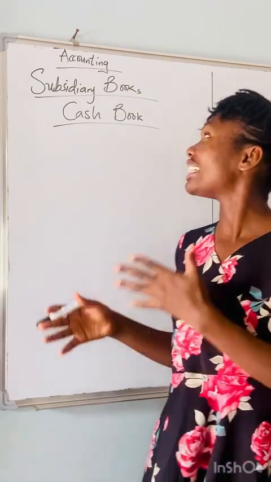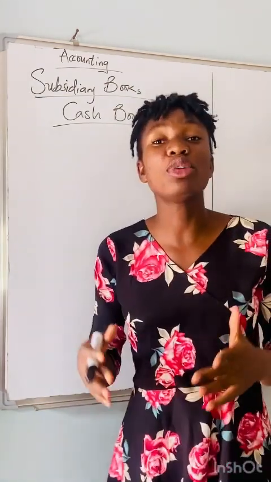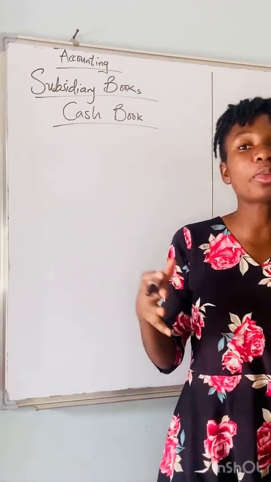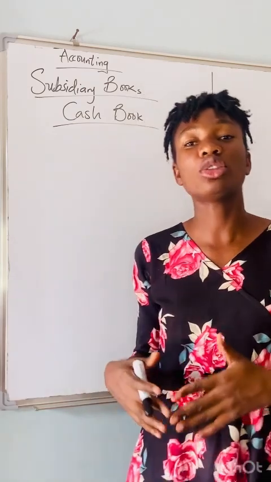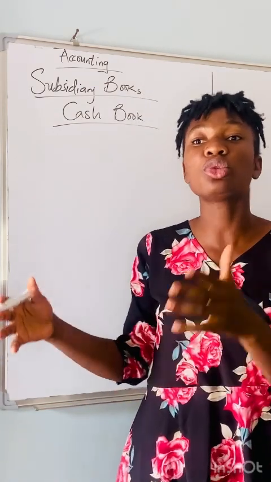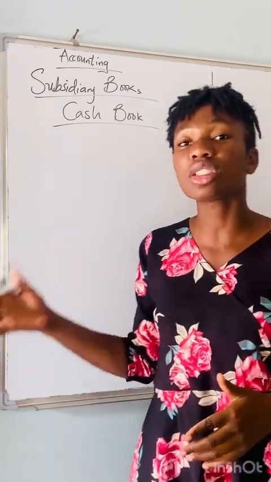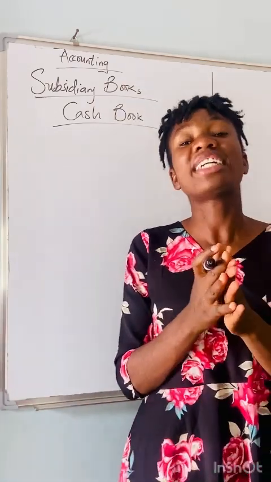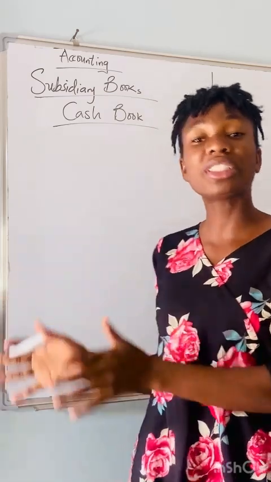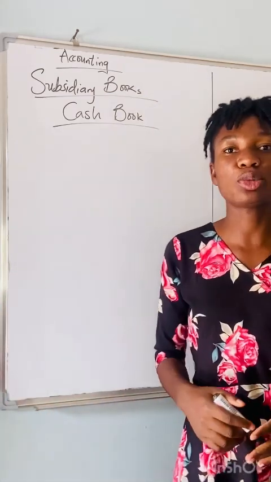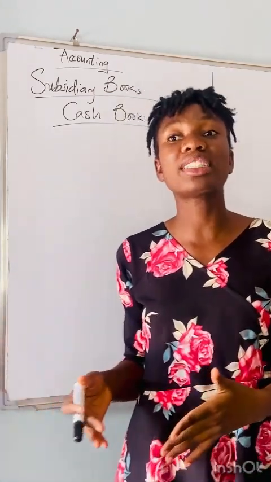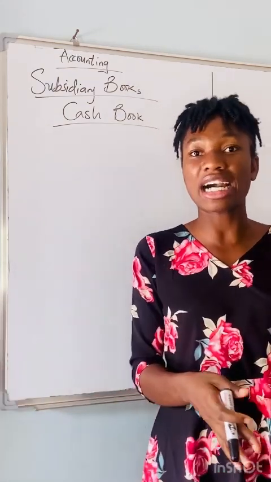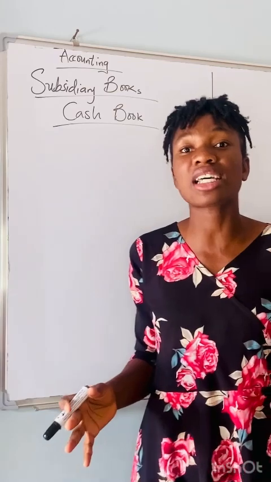Today we are going to be looking at the subsidiary book, and we'll be looking at the cash book. We have dropped videos previously on subsidiary books: sales day book, purchases day book, returns inward, returns outward, and a general journal. So today we are going to be looking at a special subsidiary book known as the cash book. I said it's special because it's a part of the subsidiary book and it is also part of the ledger account. So a cash book is that special.